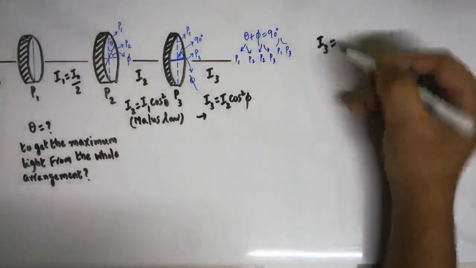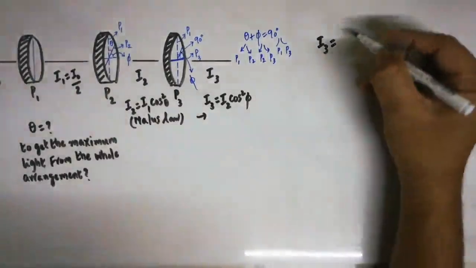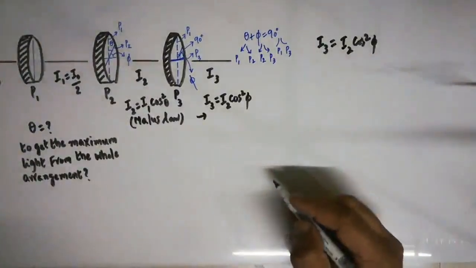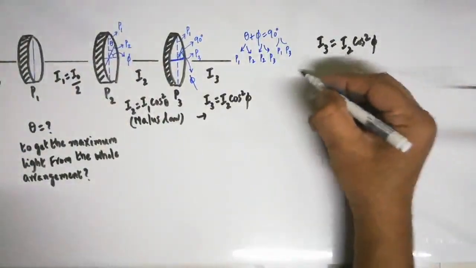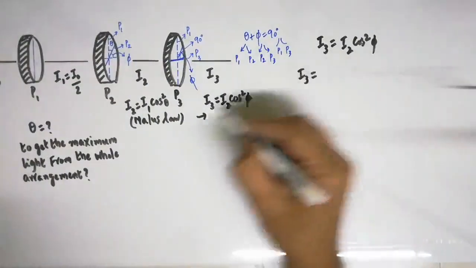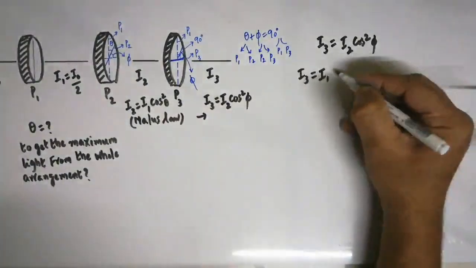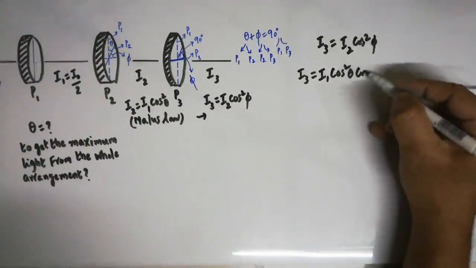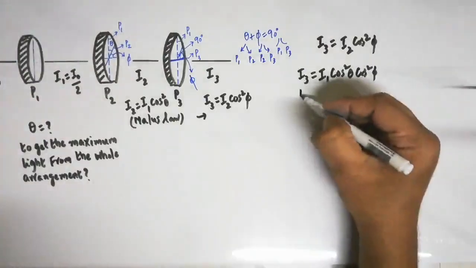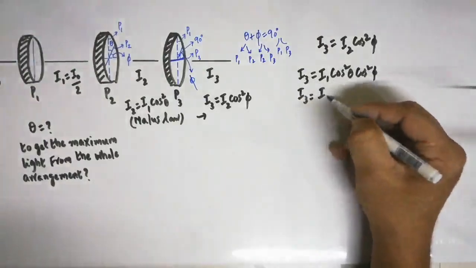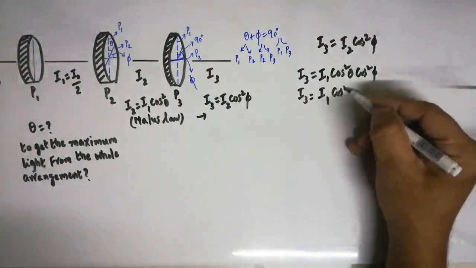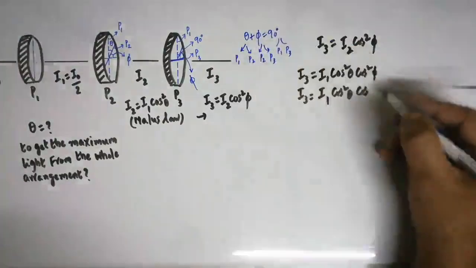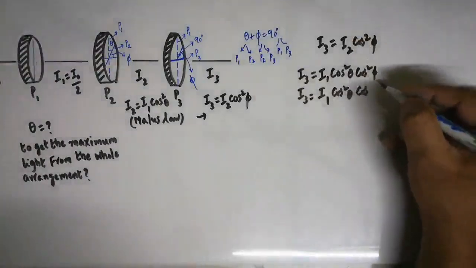I3 is equal to I2 cos square phi can be written. We know the expression of I2. So I3 is equal to I1 cos square theta cos square phi can be written. I3 is equal to I1 cos square theta. Instead of phi we can write 90 minus theta. So from this step we can write here.